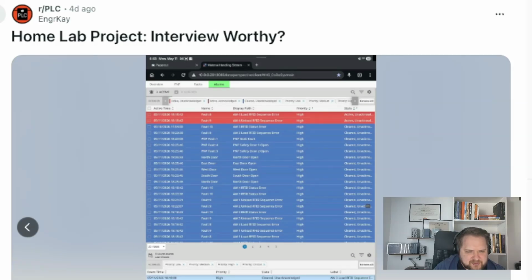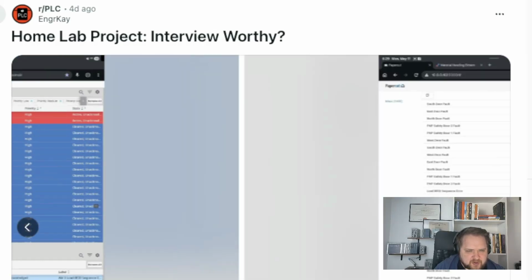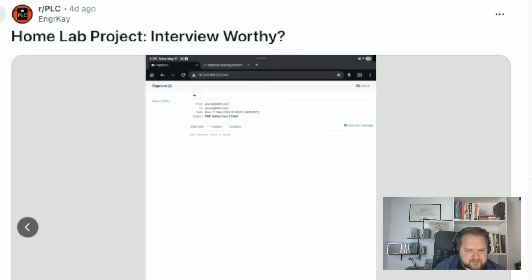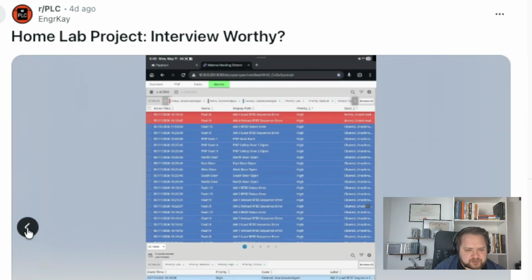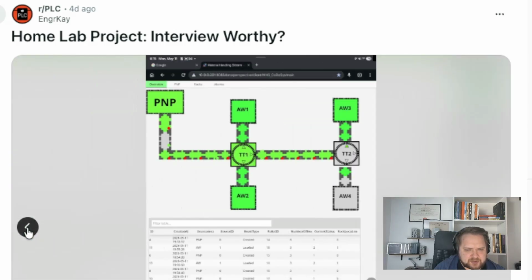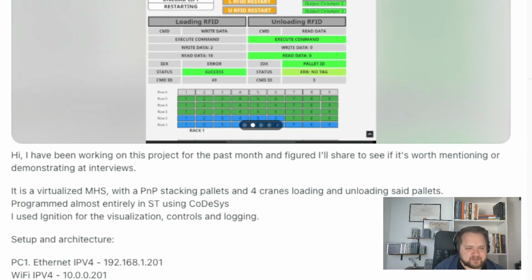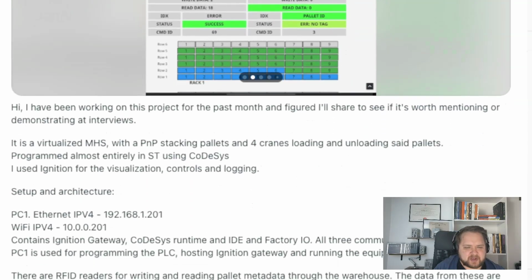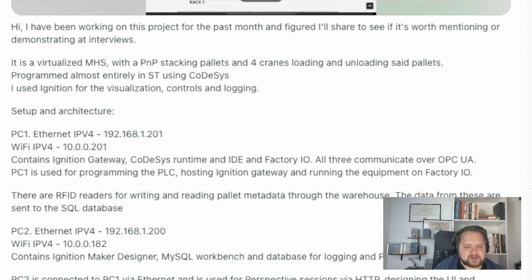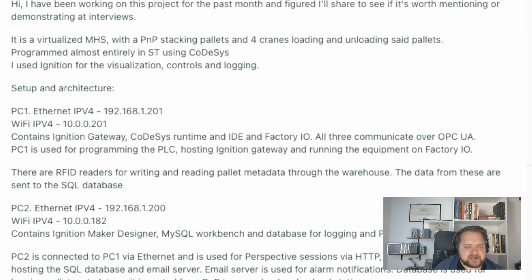This sort of looks like Ignition, but I could be wrong. And we have a couple of different screens, layouts. Again, it looks like some kind of a pallet storage operation. So we have a different warehousing space that can route to different locations from the looks of it. And he says, "Hi, I have been working on this project for the past month and figured I'll share to see if it's worth mentioning or demonstrating at interviews.